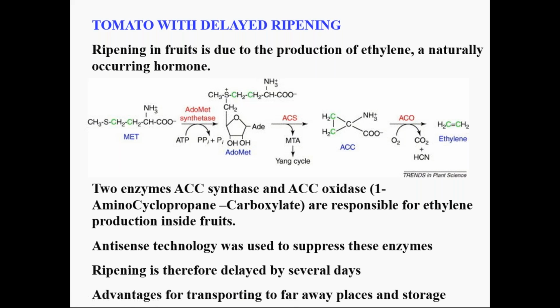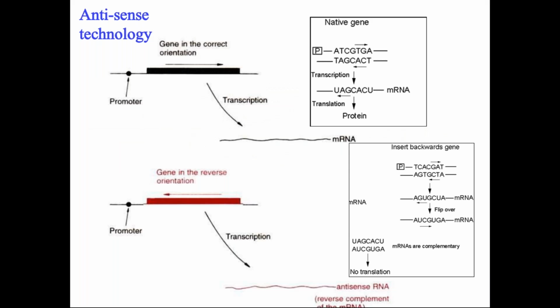So what is the antisense technology? Antisense technology is, you have a gene of interest. We know that in normal conditions, the gene of interest will be transcribed into mRNA, and mRNA will be translated into the protein, and ripening takes place. So in antisense technology, the same gene is cut out and it is put back in the reverse direction. That is, if this is the 5 dash end and 3 dash end, it is put back so that this is 3 dash and 5 dash.